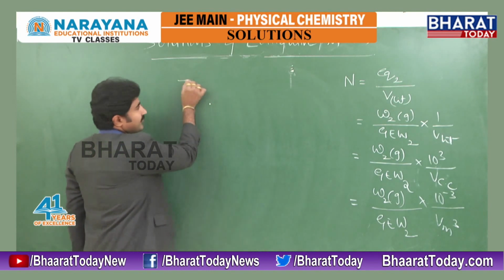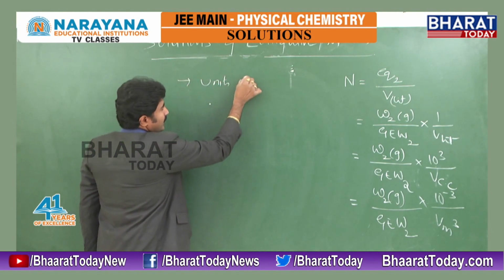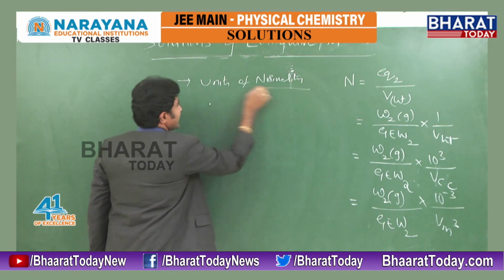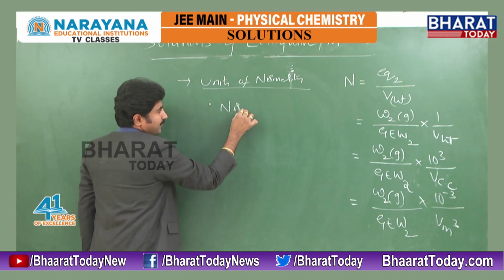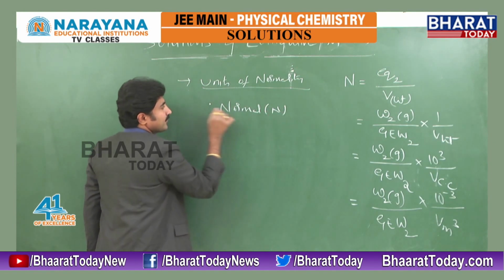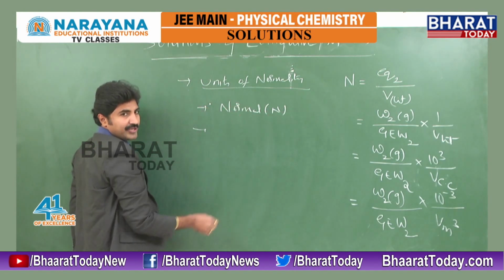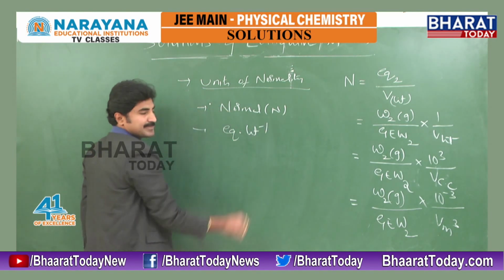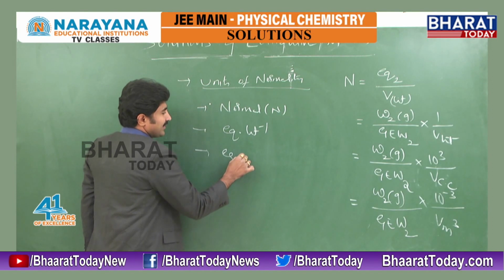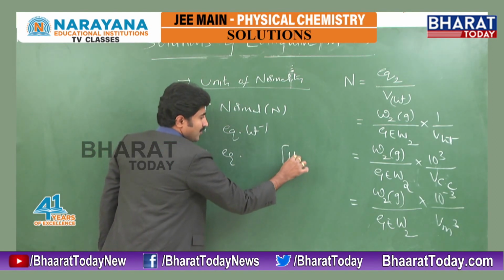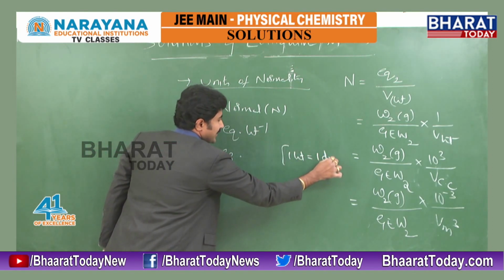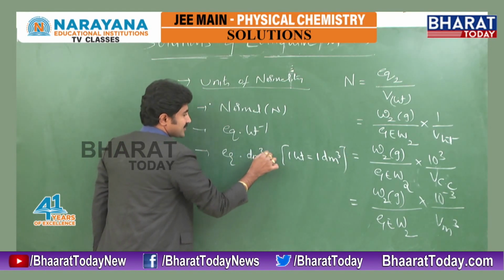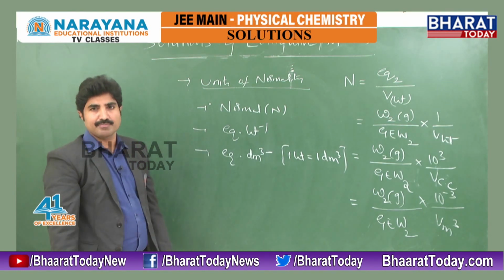What about units of this normality? Units of this normality, like molarity, is normal, capital N, or as per definition, these are the number of gram equivalents per liter. Equivalents per liter, or 1 liter is equal to 1 cubic decimeter. From this it is equivalent per dm cube. So these are the units of the normality.